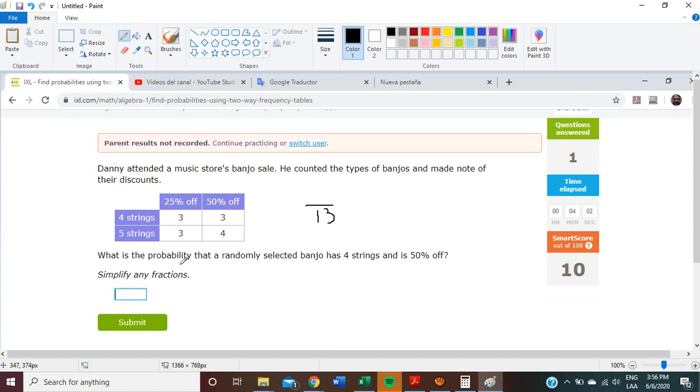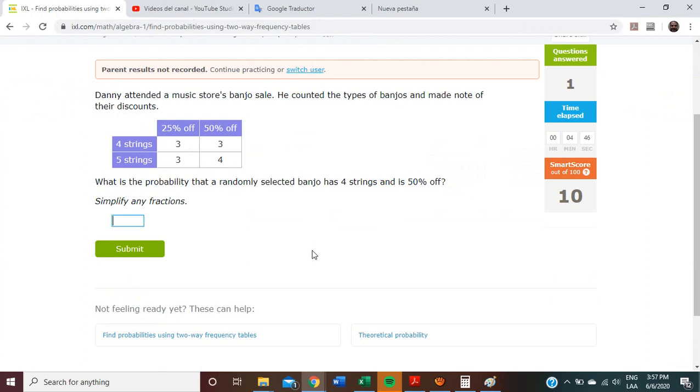Okay, now what is the probability that the selected banjo has 4 strings and is 50% off? 4 strings, and 50% off. So this is the number that we are looking for, number 3. So the probability is 3 out of 13. Okay, 3 out of 13.